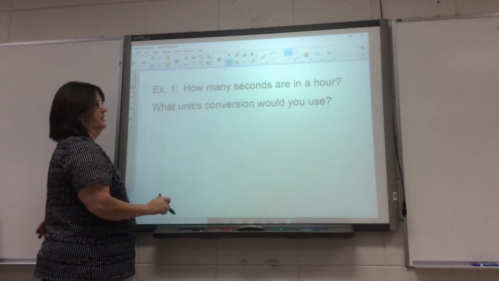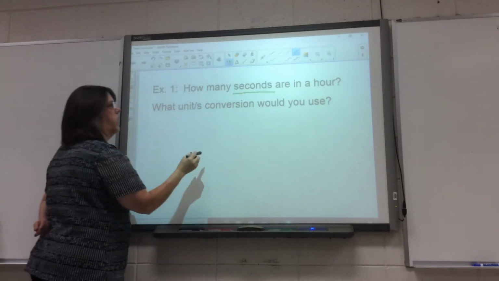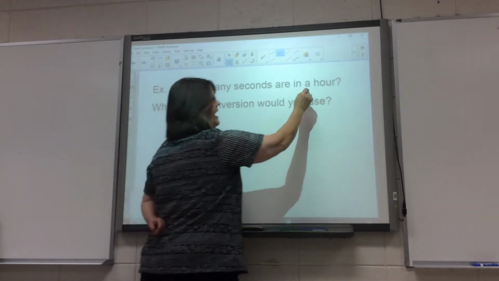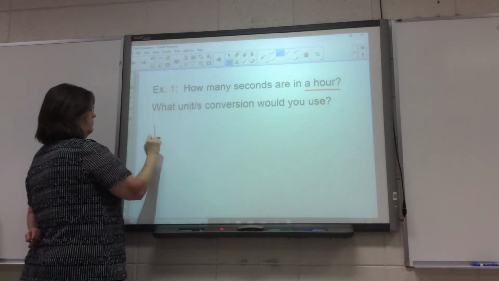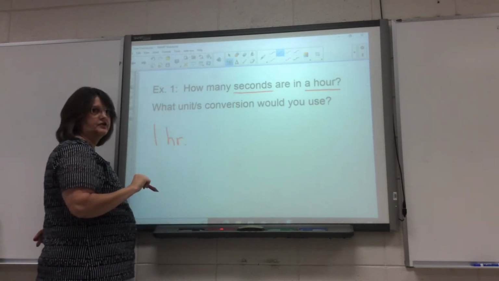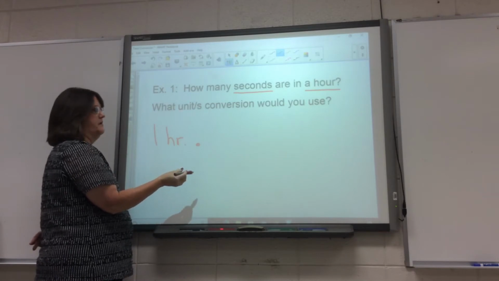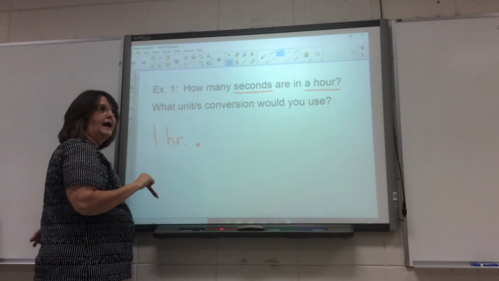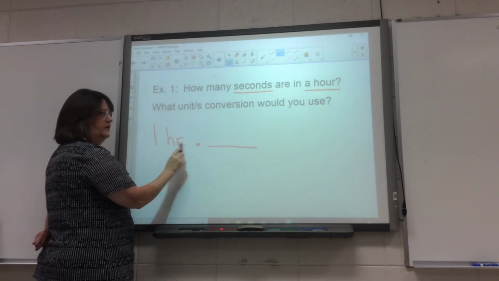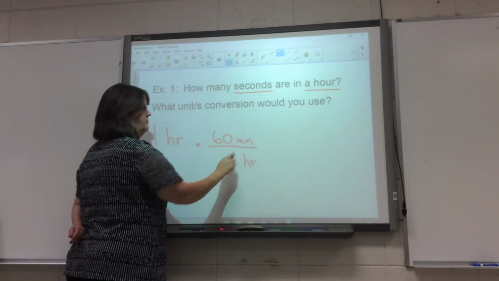How many seconds are in an hour? I'm starting with, actually, I'm starting with hours. It's asking me how many seconds are in an hour. So I have 1 hour. That's my starting point. And I'm going to seconds. So that's my destination. So I don't necessarily have a conversion factor that takes me from hours straight to seconds. What I have is one that says 60 minutes in 1 hour. So again, hour is in the numerator, so hour will be in the denominator this time. And I'll do 60 minutes per 1 hour.